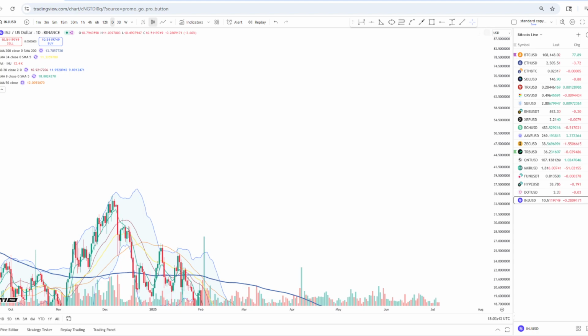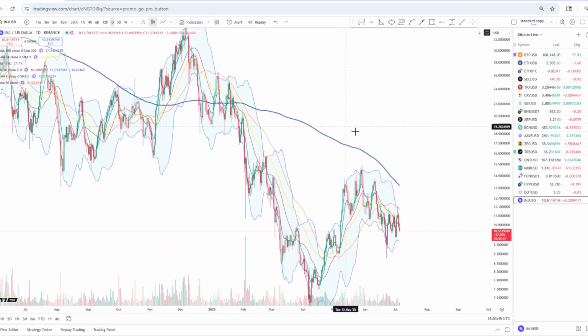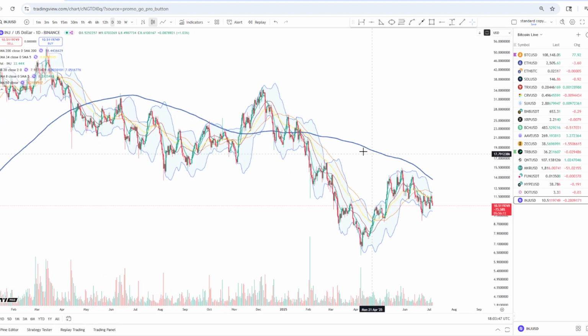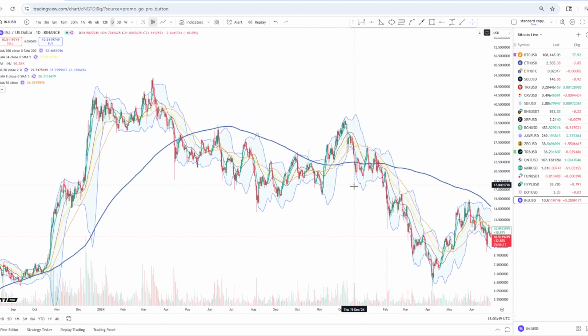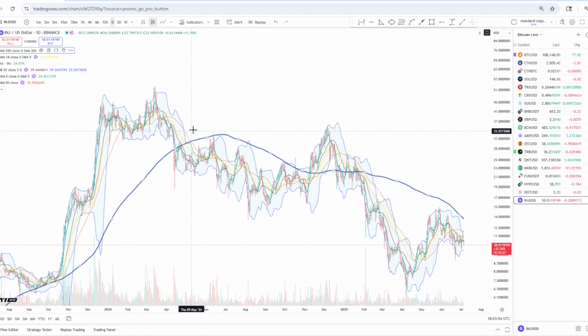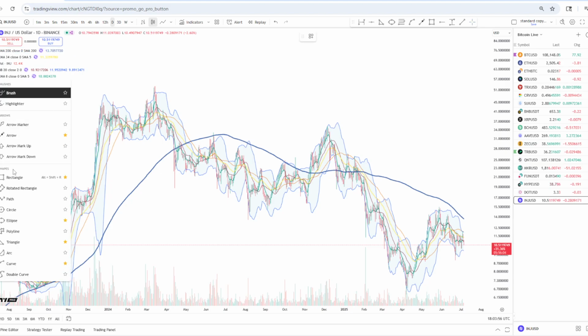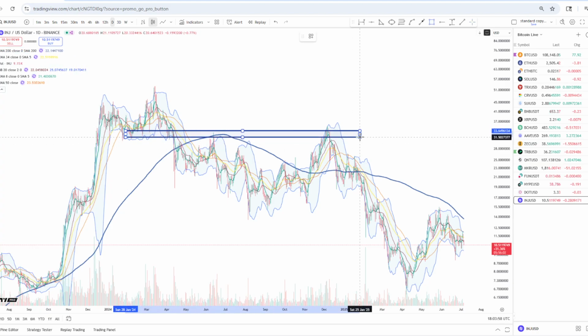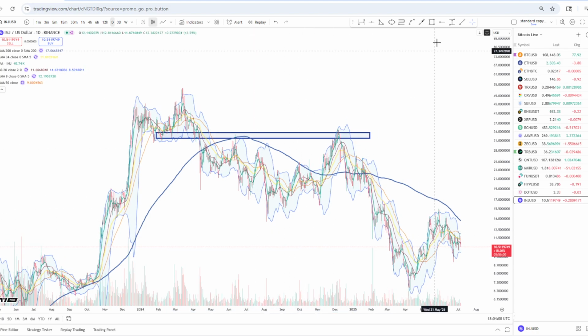So for example, here INJ is in a downtrend. INJ is in a downtrend on the daily chart, price now below the falling MA200. And so what we have here is a very good example of a pullback or an underside retest.